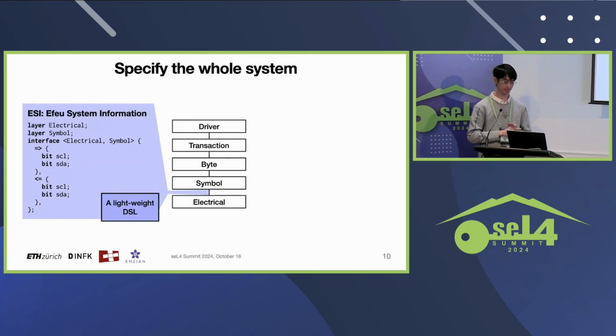So the first step to use FOI is to specify the whole stack, not only the controller, but also the responder device. Here we adopt a top-down approach. First, we specify the layers and their interfaces in a very lightweight domain-specific language, ESI, or FOI system information. On the left, we show an example that specifies the electrical layer and the symbol layer and the interface in between. In the interface definition, there are two arrows that just indicate the direction of the information flow, whether it's from electrical to symbol or the reverse.